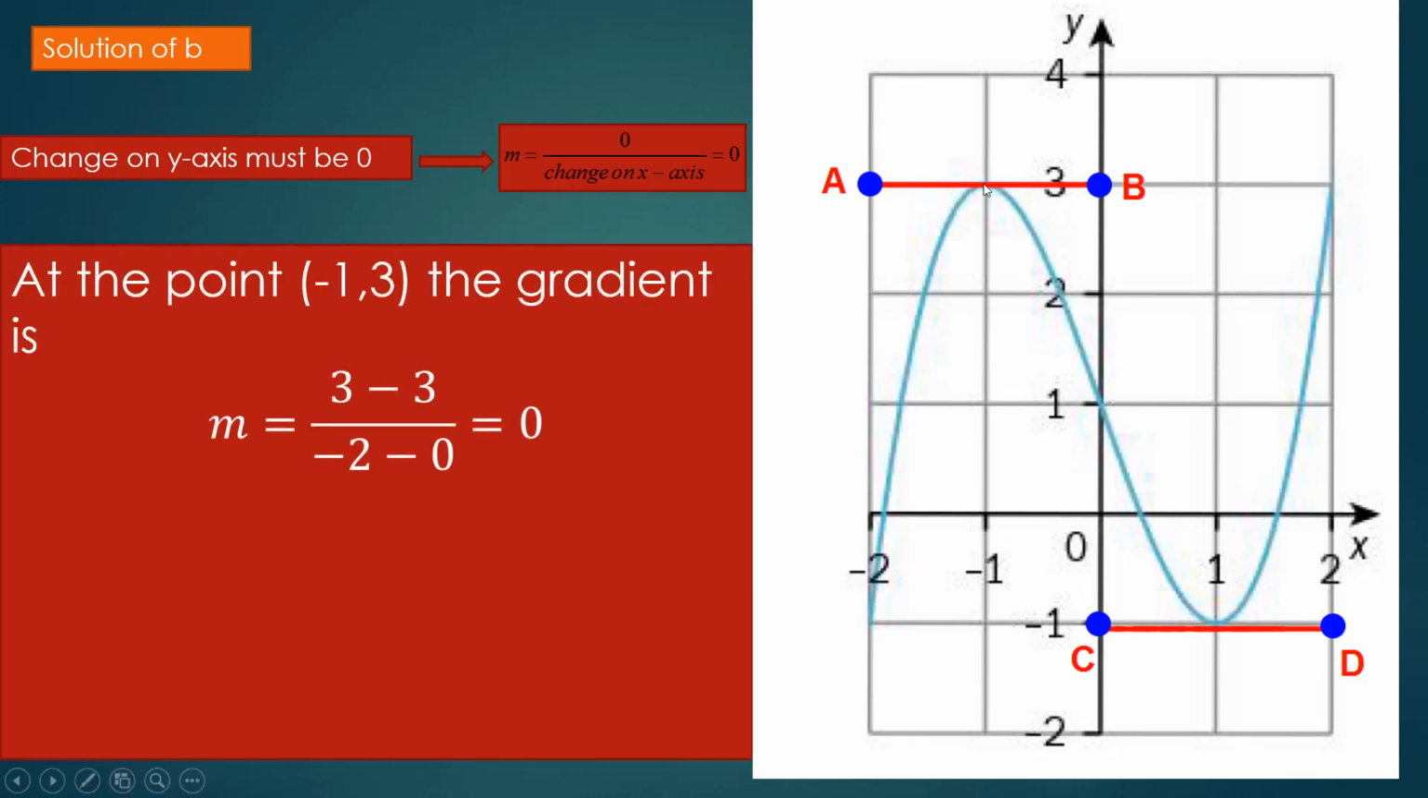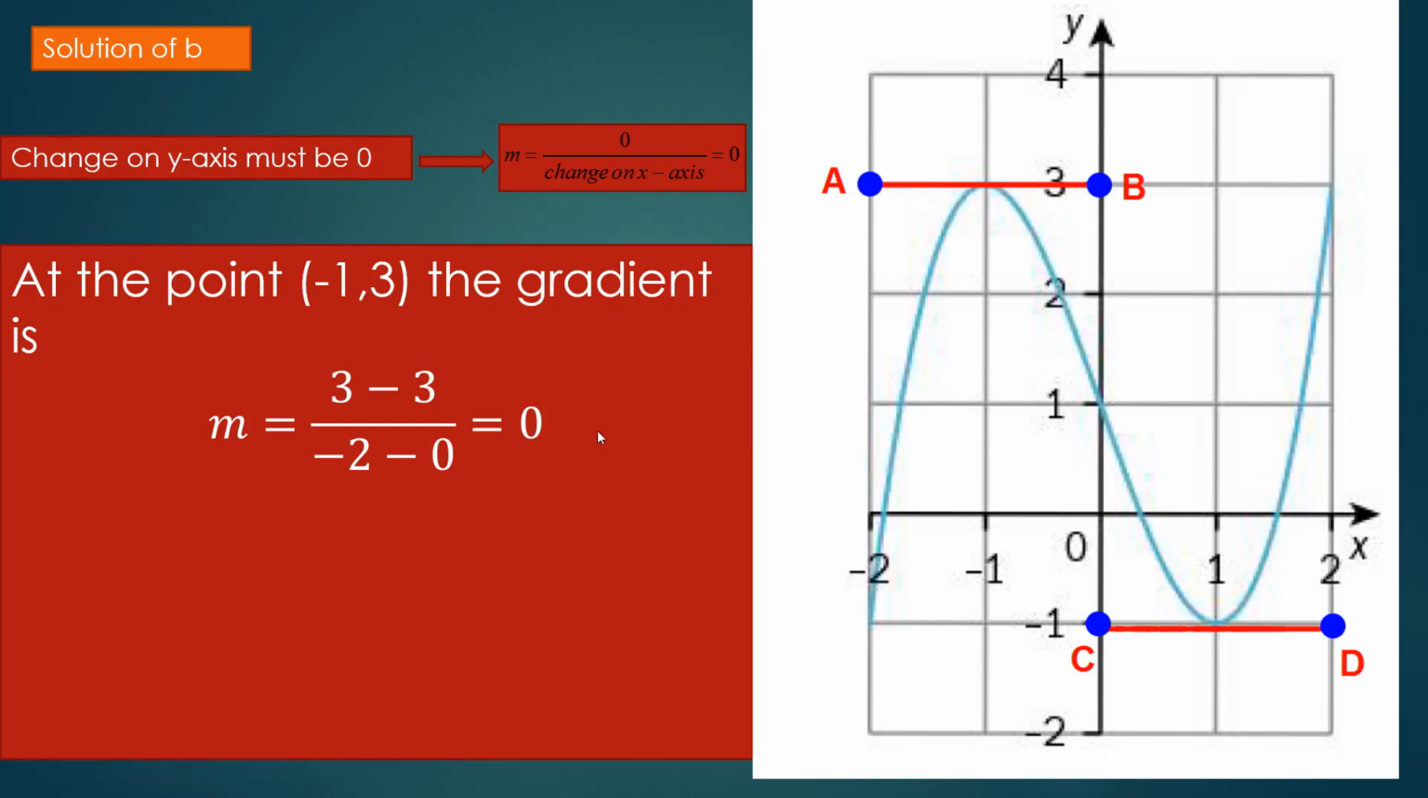And we see here that the tangent lines can be drawn horizontally only on the point x is equal to minus 1, which is this point here. And if we draw the tangent line and pick any 2 points again, point A and point B, the coordinates of the point A are minus 2, 3, and the coordinates of the point B are 0, 3, then if we find the gradient, it will be 3 minus 3 over minus 2 minus 0, which gives us equal to 0.